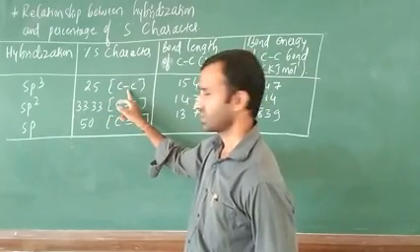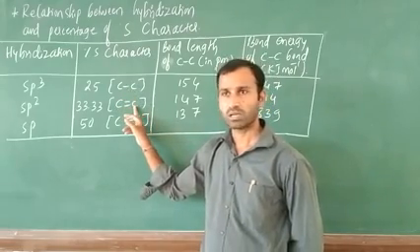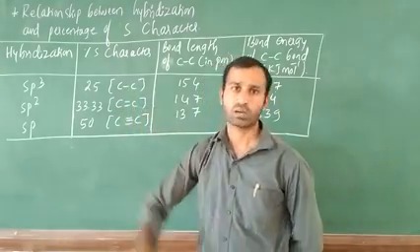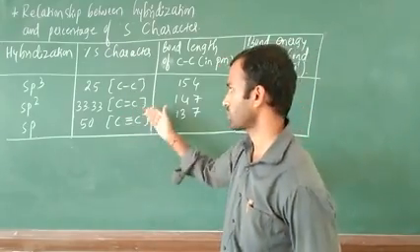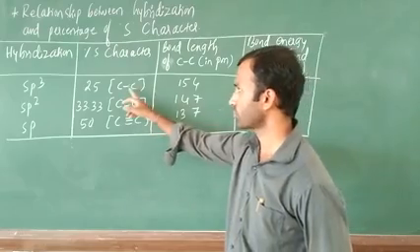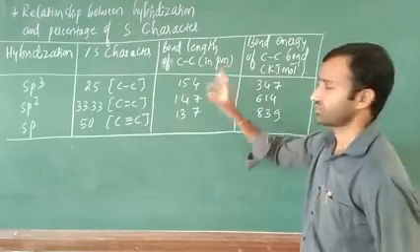If sp3 is there, there must be a carbon-carbon single bond. If sp2 is there, carbon-carbon double bond. If sp is there, that is called carbon-carbon triple bond. This is the percentage of S character. And next one is bond. How many bonds? 1 bond, 2 bond, next in this case 3 bond.